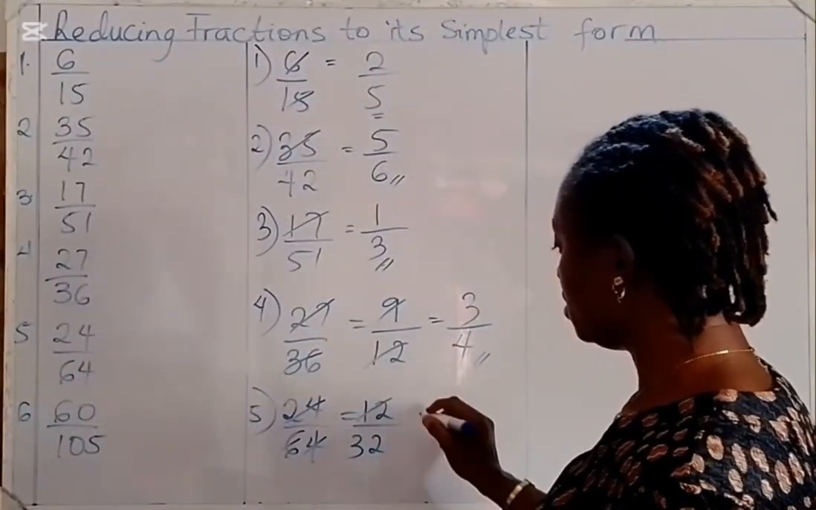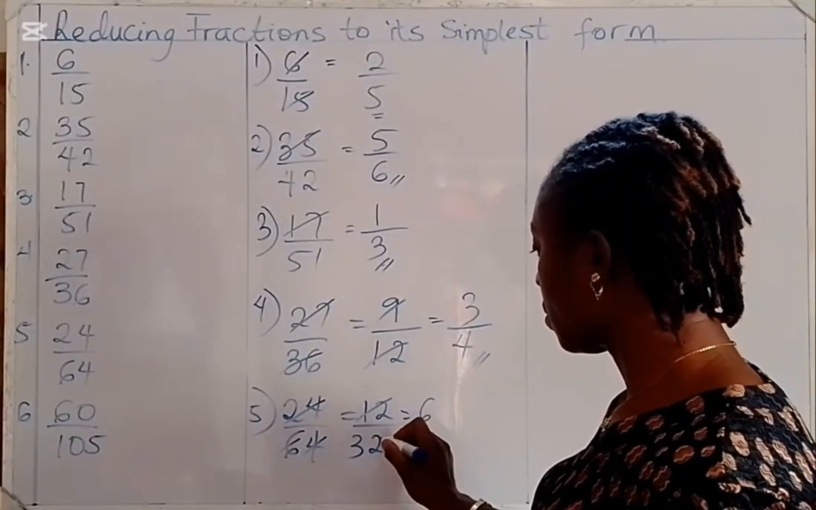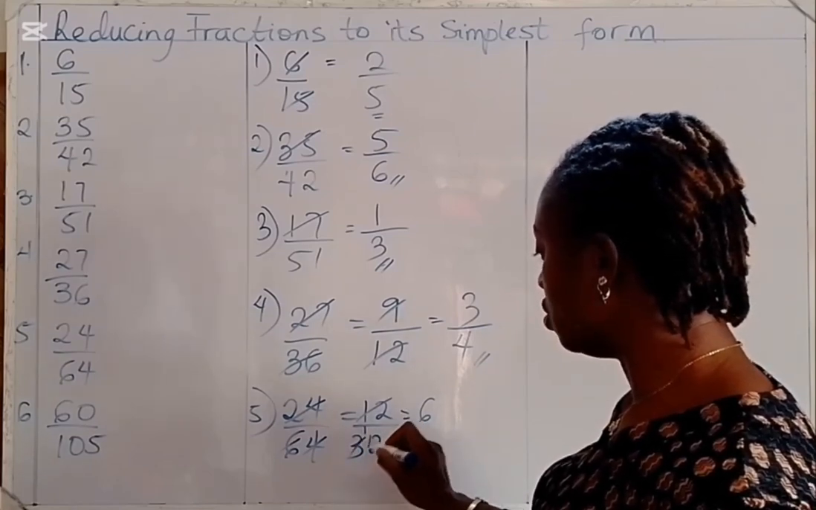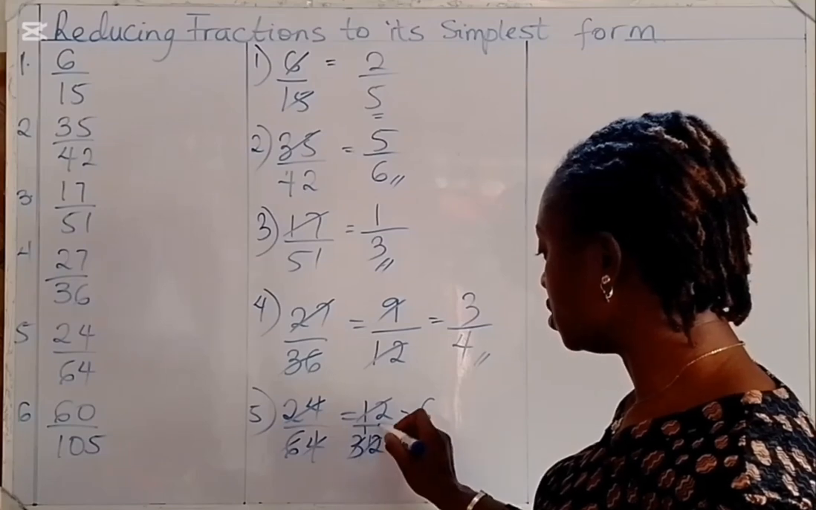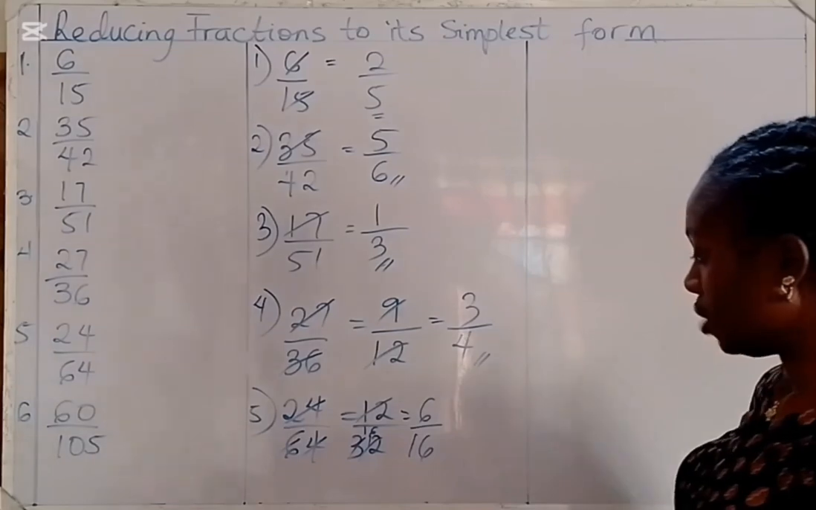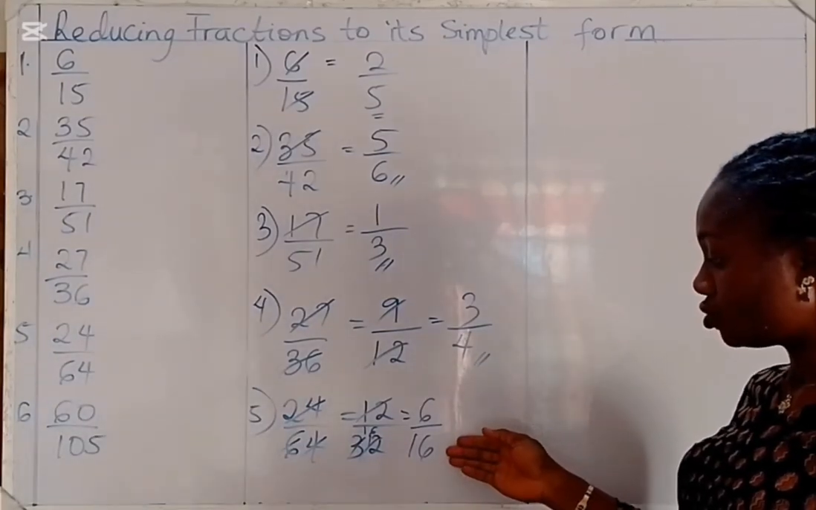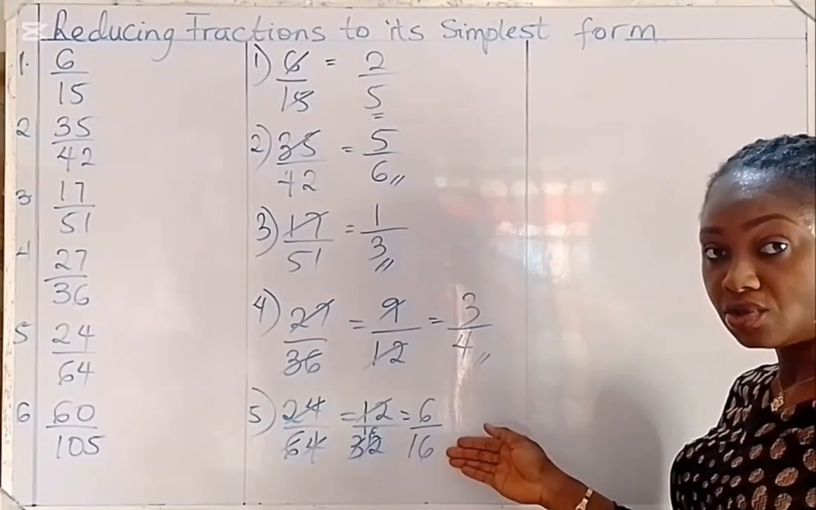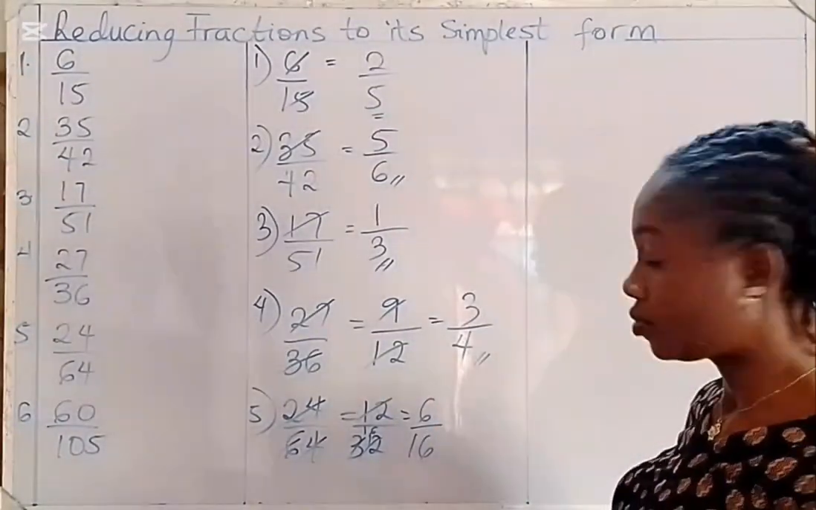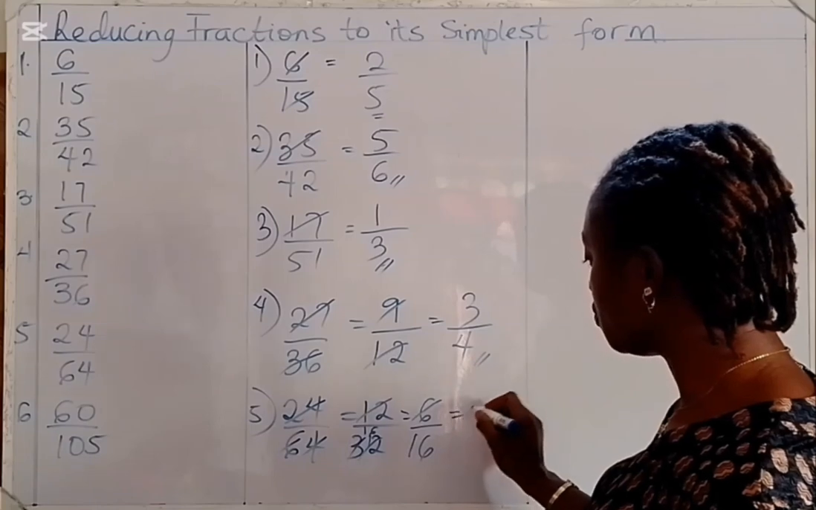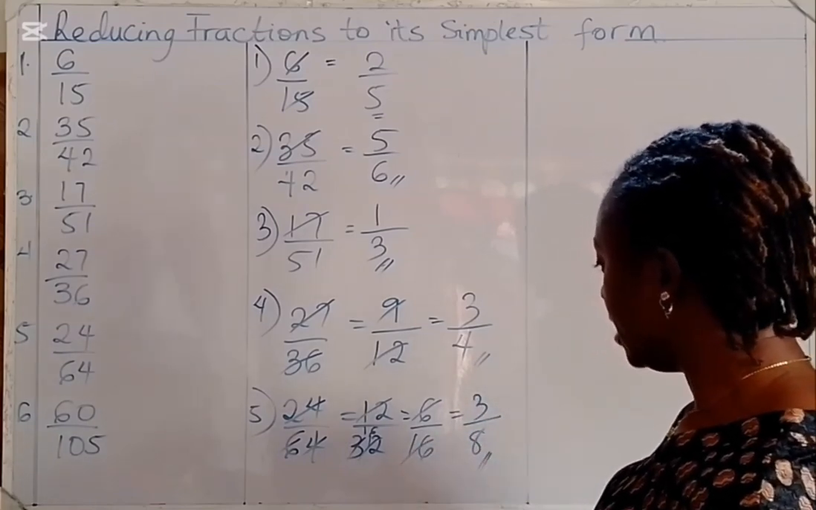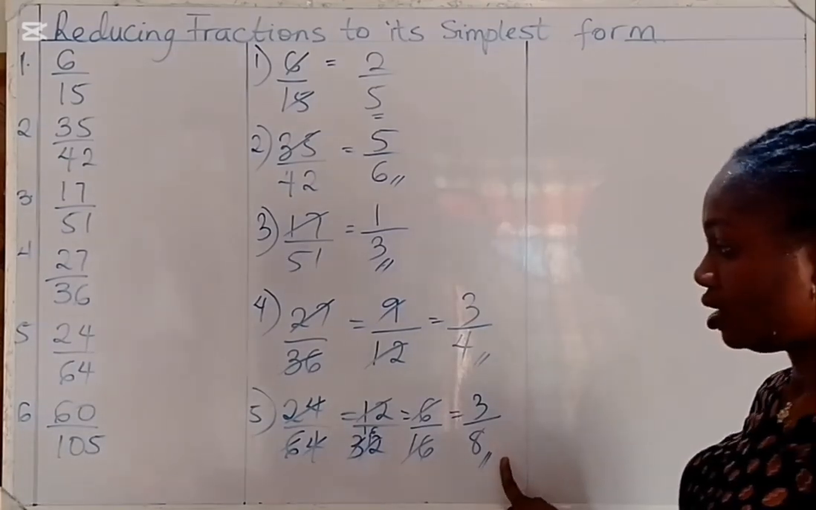So 12 divided by 2 gives us 6, and 32 divided by 2 gives us 16, and that's 6/16. But it can still be reduced. We can still use 2 to divide both 6 and 16. Now 6 divided by 2 is 3, and 16 divided by 2 is 8. And that gives our final answer 3/8.